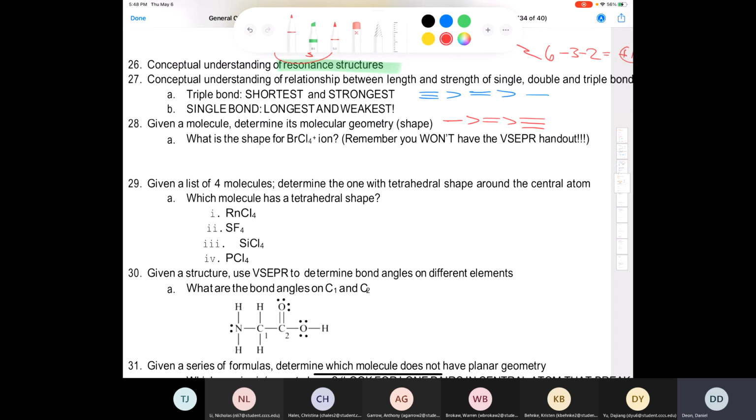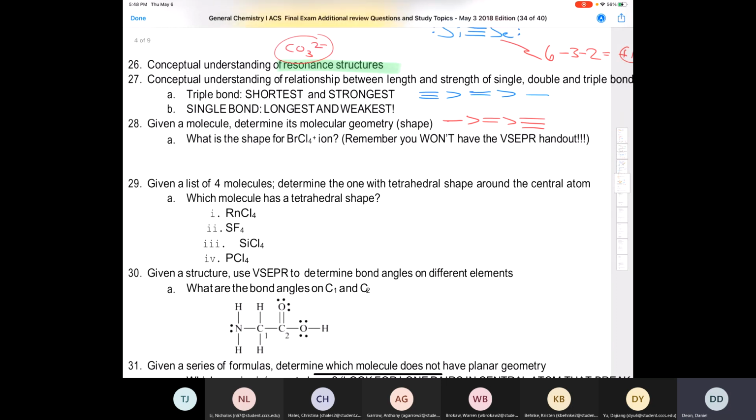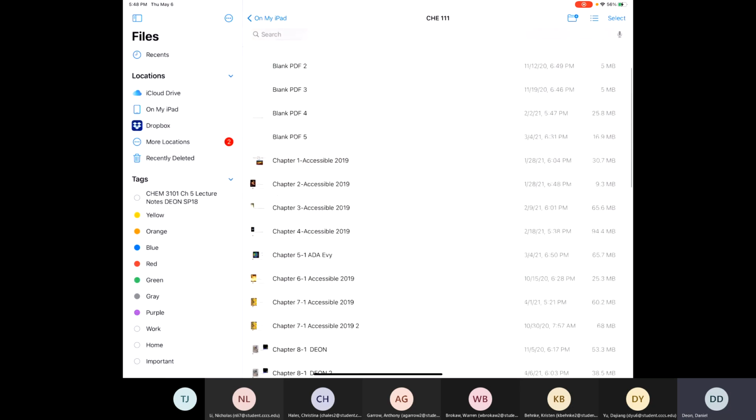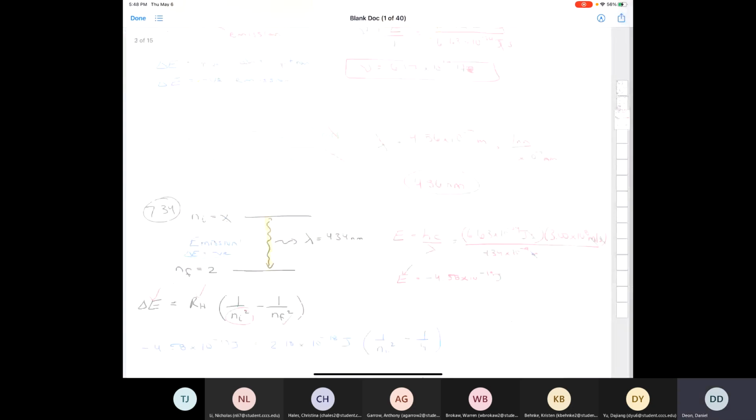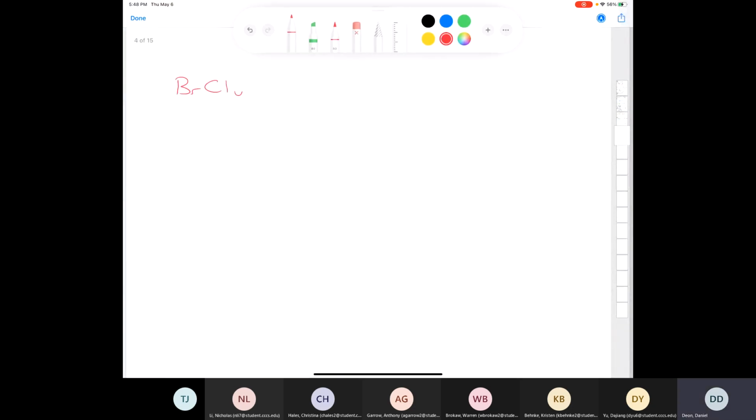Let's take a look at this BrCl4 plus ion. Bromine has 7 valence electrons. Chlorine has 7 valence electrons. We have 4, so that's 28 plus 7. And then since we have a positive charge, we're going to subtract 1. So we have a total of 34 valence electrons.